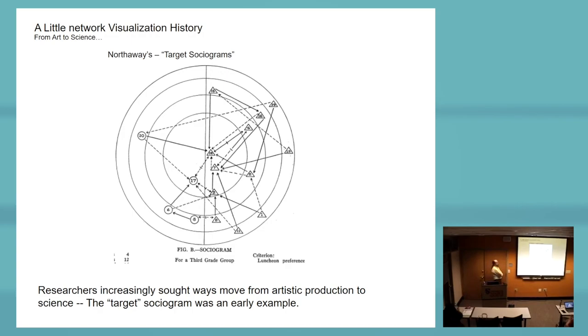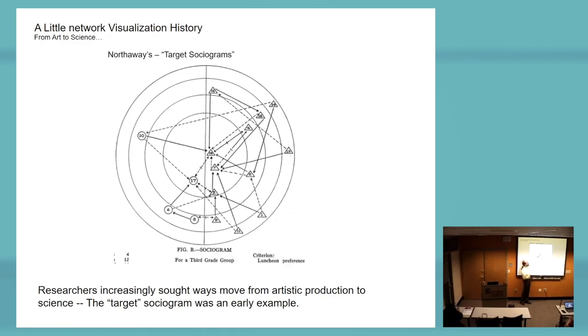And what Northway came up with was this idea of a target. And the thought was that there's people in the middle who are really important, and so we're going to put them at the center of the target, and people who are peripheral to the set, we'll put them on the edge. And so we come up with some measure of center to edge, which then we ultimately end up on centrality.